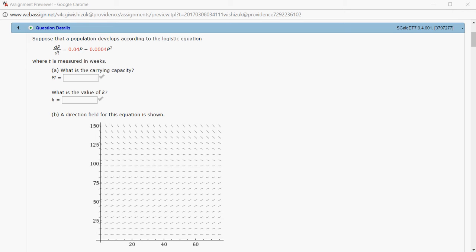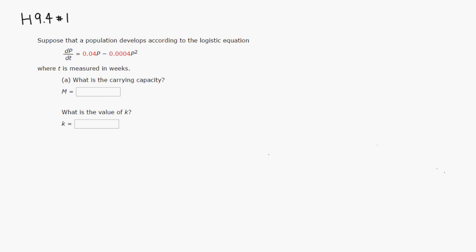Alright, let's look at homework 9.4, problem number 1. Let's look at this logistic equation. We want to find the carrying capacity and the value of K. So I'm going to rewrite it a little bit.